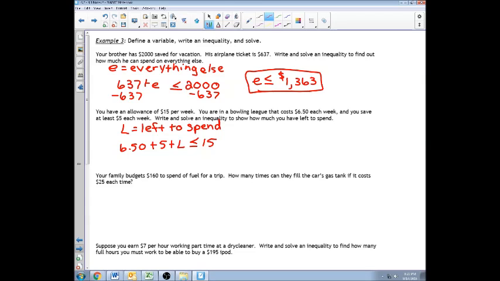Well, now I can just go ahead and combine like terms. So that'd be $6.50 plus $5, which is $11.50, plus L is less than or equal to 15. I can subtract the $11.50. That would leave me with L is less than or equal to $3.50. So I have $3.50 or less to spend the rest of the week.